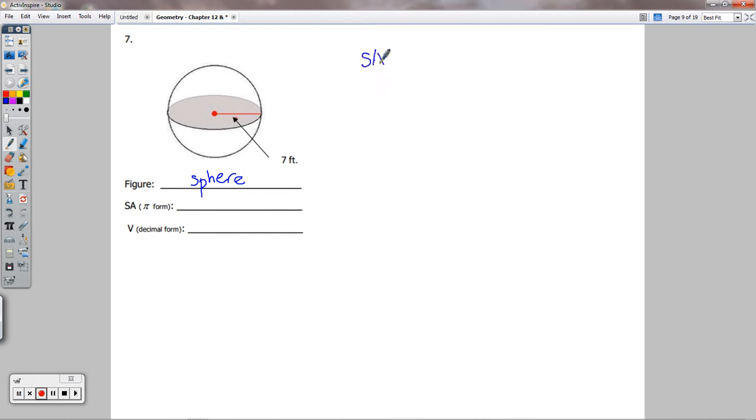Surface area is like 4 circles. If you take a baseball and peel it apart, it looks more or less like 4 circles. So 4 pi r squared, that's how I remember that formula. We have 4 times pi times 7 squared. 7 squared is 28, and 28 times 4 is 112. So 112 pi, that would be in pi form.